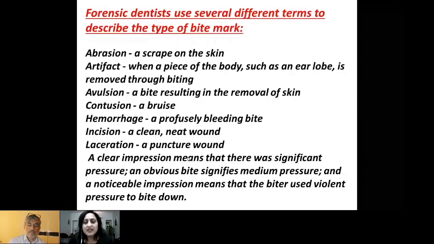An obvious bite signifies medium pressure. We don't get a good impression or a good mold out of it. And a noticeable impression is when the biter has used violent pressure to bite. So different types of impressions are obtained depending upon the intensity of the bite.